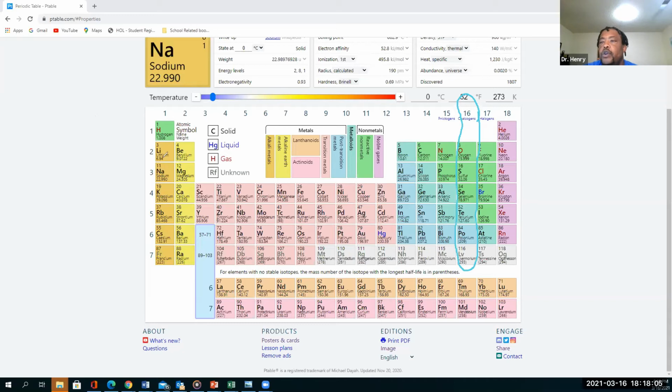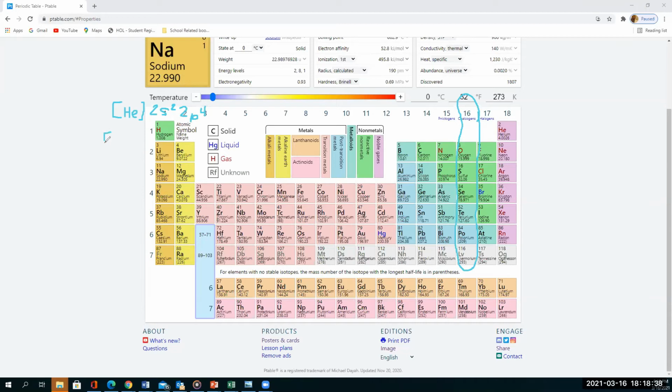If we're going to write that, what is the electron configuration for oxygen? Helium, so it's our core, 2s2, 2p4. 2p4. Okay. What about for sulfur? Neon, 3s2, 3p4.